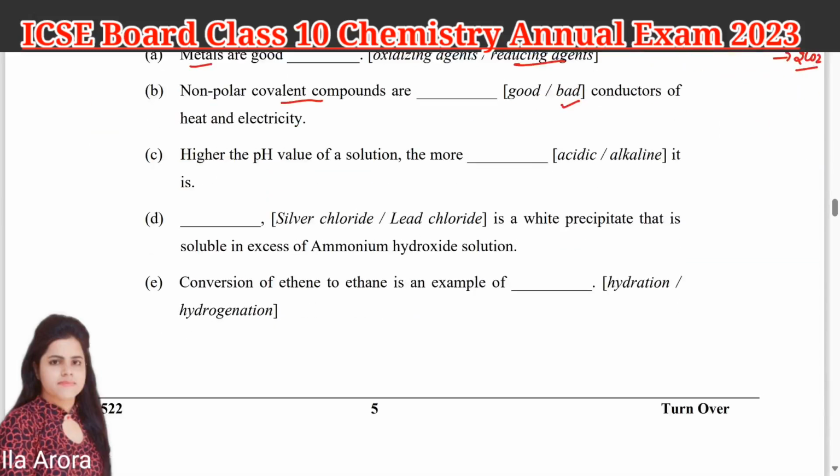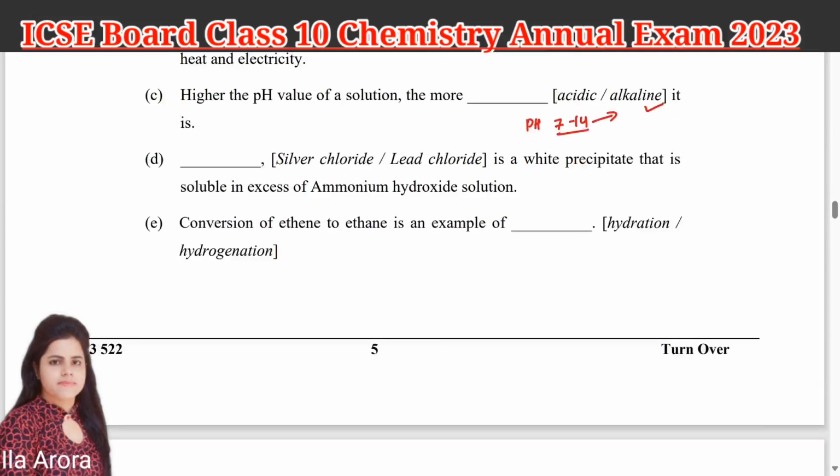Then, higher the pH value of a solution, more alkaline it is. We know that pH 7 to 14, then the solution will be alkaline. Higher is the pH, higher will be your alkaline nature. Then, a white precipitate that is soluble in excess of ammonium hydroxide solution. That will be your silver chloride.